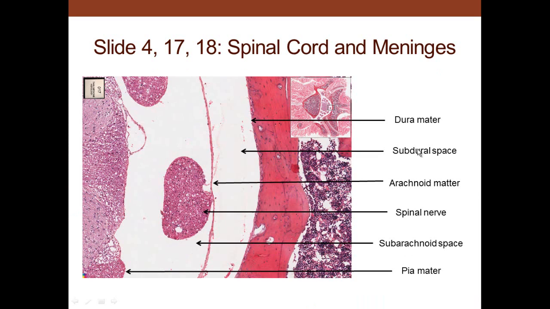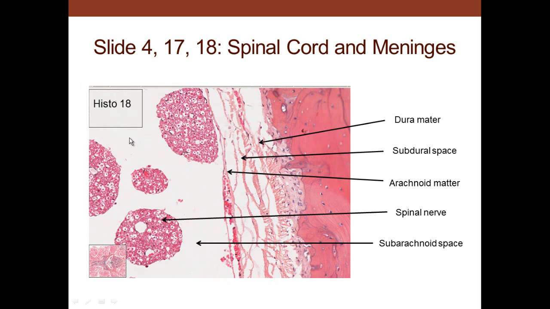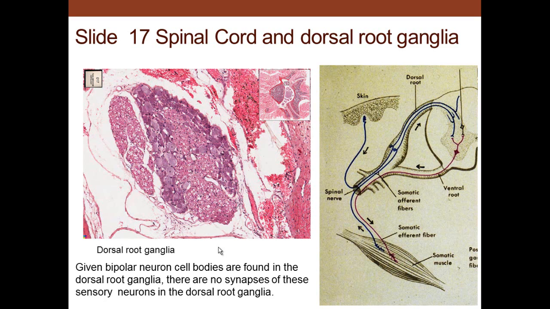So if we look at these, we can see the dura mater right on the outside next to the bone, and the subdural space, and then your arachnoid mater, as you see right in through there, subarachnoid space, spinal nerves, and then the pia mater. The pia mater is right around, touching the spinal cord itself. Again, the dura mater, subdural space, arachnoid mater, and then spinal nerves, and then the subarachnoid space, as you can see there.